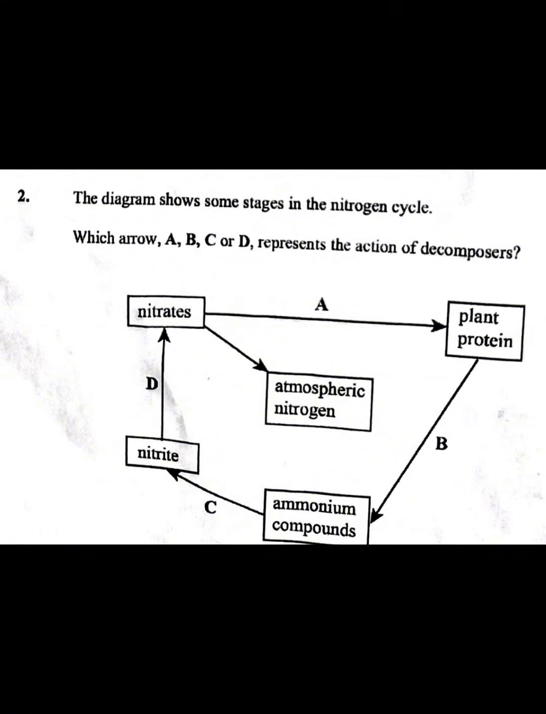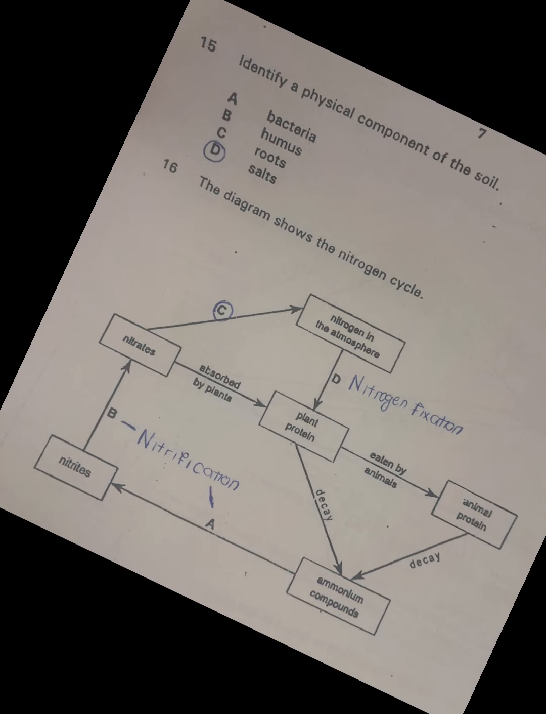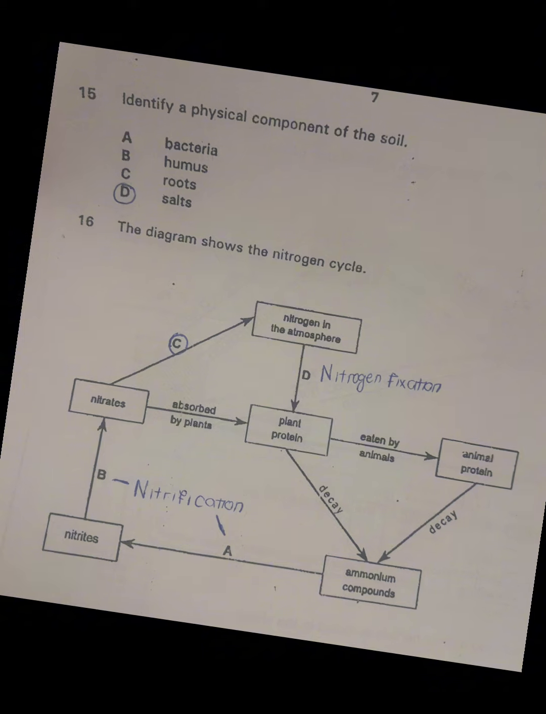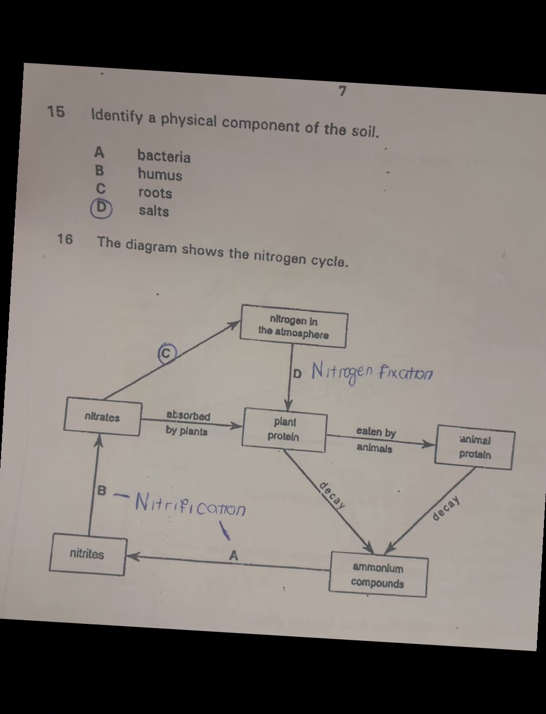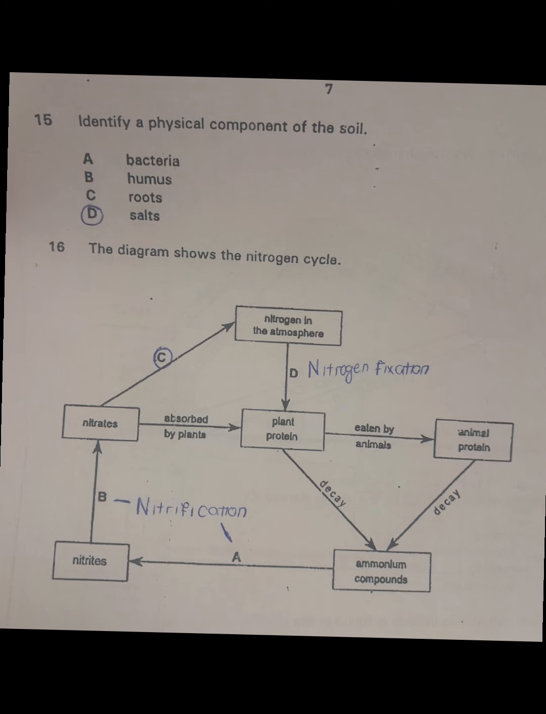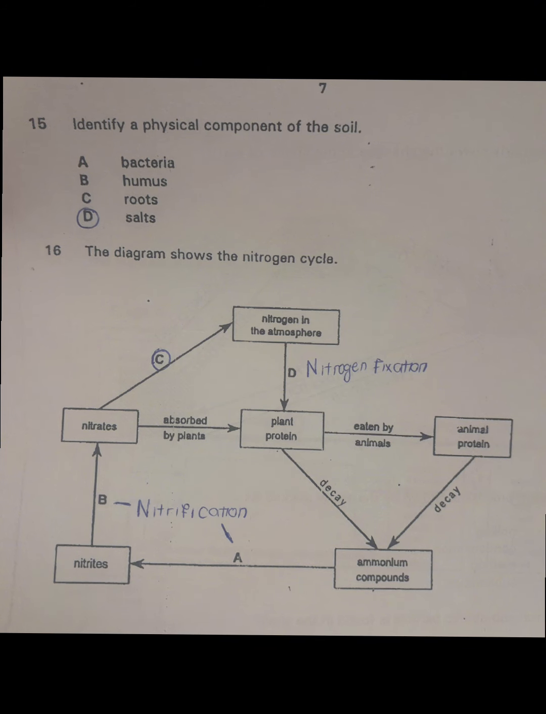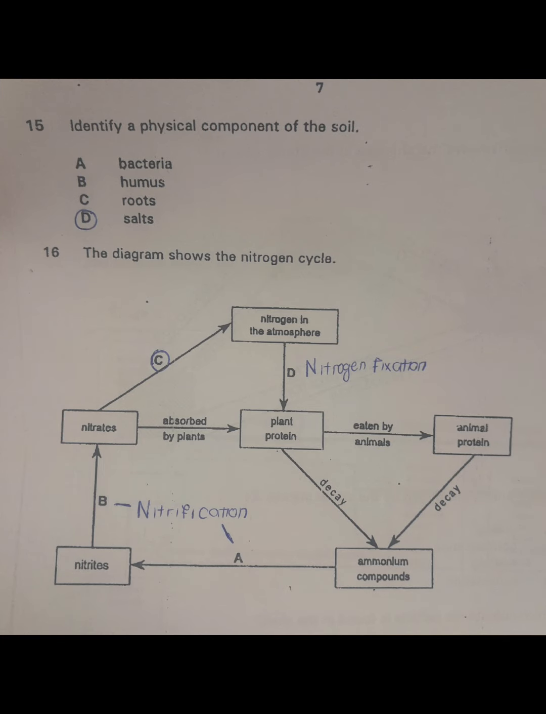And then number 15 in November 2000, it was saying identify the physical component of ecosystem. It is soils, the rest are biological components of an ecosystem. Number 16, it was saying which labeled arrow shows denitrification. Correct answer is C. A and B, they are nitrification. Then D is nitrogen fixation.